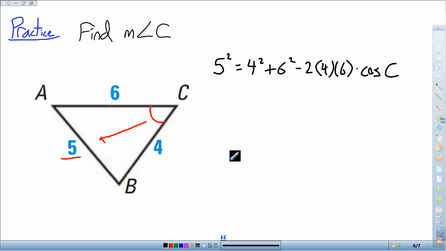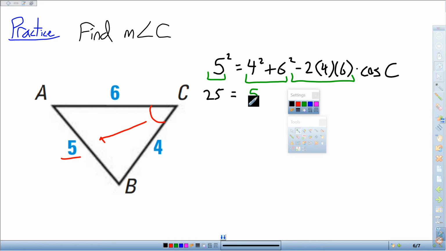From here, now we're going to simplify. So 5 squared is 25. By the way, it wouldn't be a bad idea to show these brackets again. This is the math that we're doing in our calculator, each individually. So 4 squared plus 6 squared gives me a 52. Negative 2 times 4 times 6 gives me a negative 48 times cosine angle C.